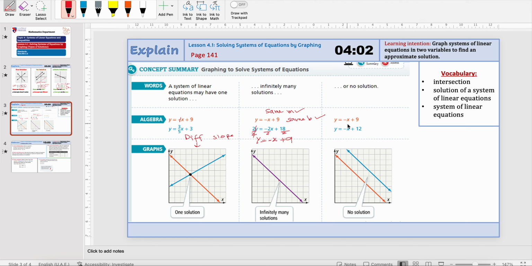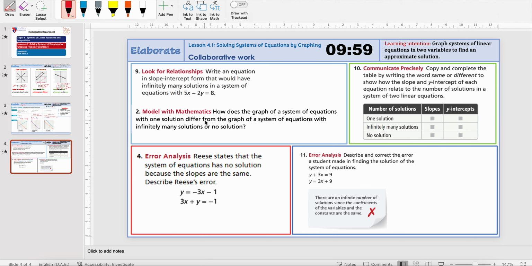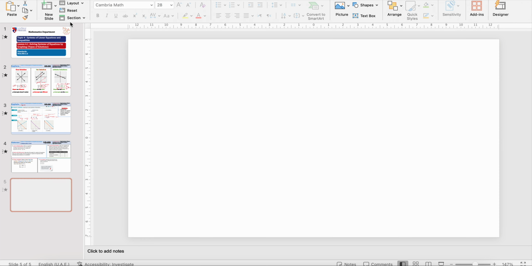Now the last case, as you can see, they have the same slope, -1, but the intercept is different. Okay, that's it. So this is why they have some sort of distance between them. Okay, let's discuss some questions. I think that they are sort of important for this topic.